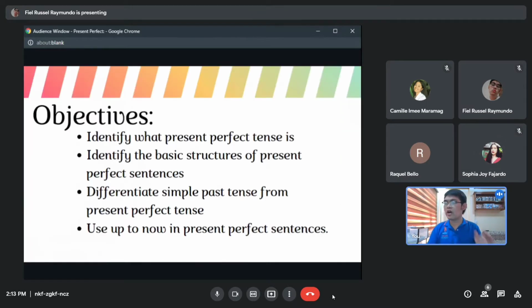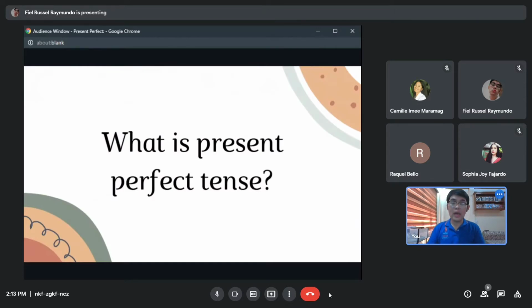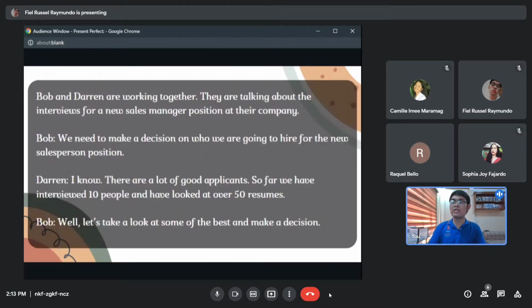Okay, for today's discussion, after today's discussion, you should be able to identify what present perfect tense is, identify the basic structures of present perfect sentences, differentiate simple past tense from present perfect tense, and use "up to now" in present perfect sentences. Okay, to begin, what is present perfect tense? To answer this, I want you to read and observe the following text or passage. Amy, kindly read, and Mayan, please help Amy in reading the conversation.